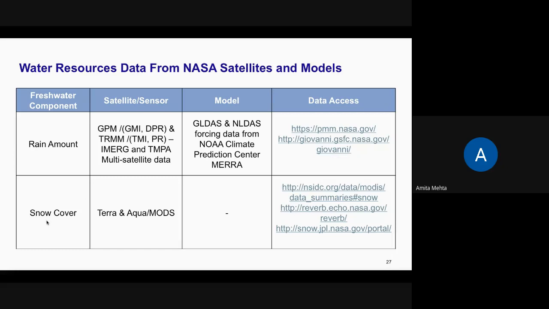Okay, so for snow cover, again, there is the National Snow and Ice Data Center. They provide MODIS-based data.